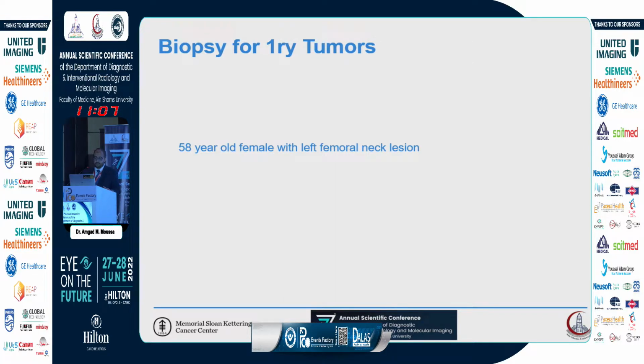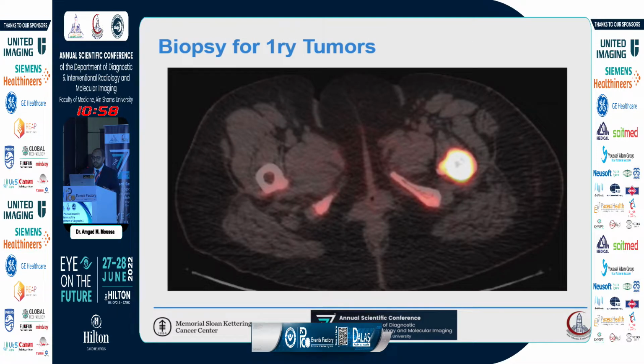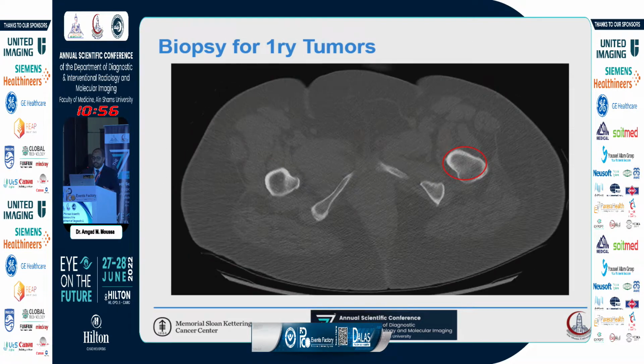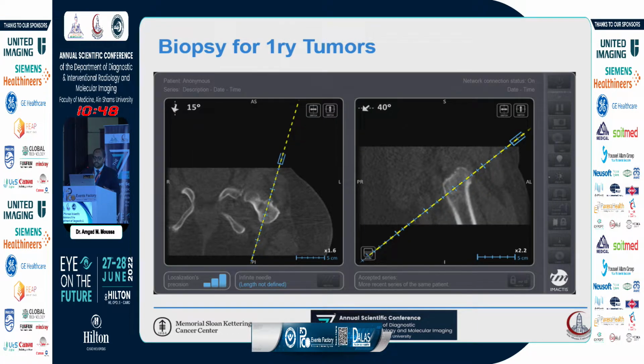One other setting where the approach is important, this example is a 58-year-old female with a left femoral neck lesion that was FDG avid and had a CT correlate. Now in these lesions in the neck of the femur or proximal femur, you try to have a close trajectory to the lesser trochanter or the trochanters to decrease the chance of a fracture after the biopsy, especially if it's an open biopsy.